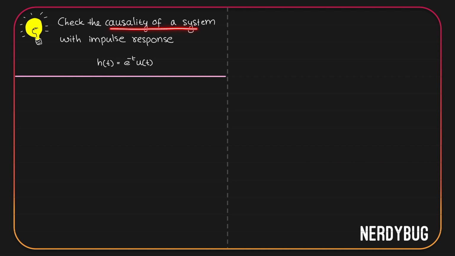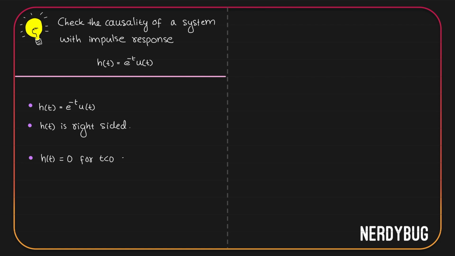First, we have to find the causality of a system whose impulse response is given. H of t is e raised to minus t u of t. Since there is u of t, obviously h of t only has non-zero values from 0 to infinity. So we can say that it is right-sided. So h of t here is equal to 0 for all t that is less than 0, which means our system is causal. Now let us check if this satisfies the two conditions.